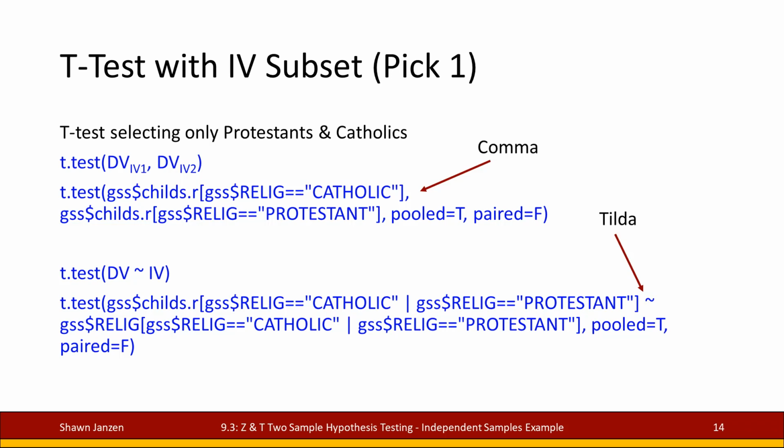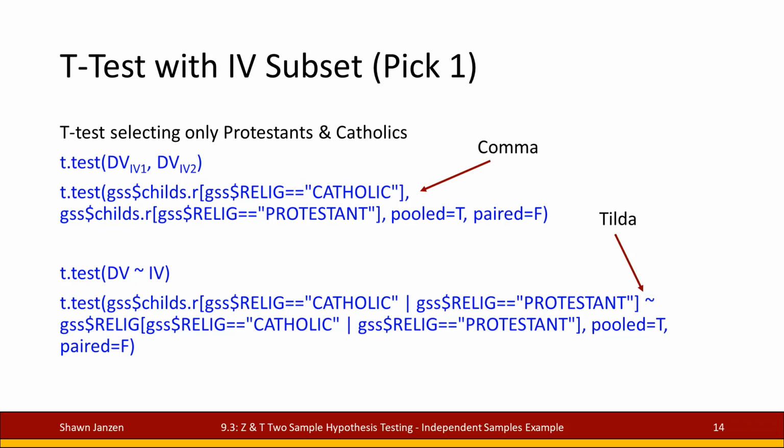And the alternate version, another way you could do this, is instead of using the comma to separate the 2 different vectors of number of children, I use the tilde, which is the grouping character. So I run a t-test on my dependent variable, which is the number of children, tilde my IV, which is a categorical component. In this case, the code here is a little bit longer and a little bit messy, but that's just because I haven't done any sort of subsetting and whatnot.